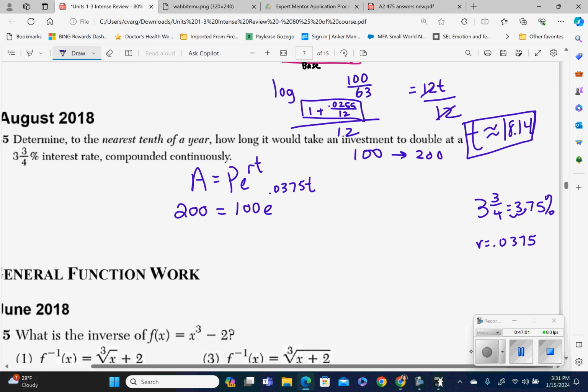Okay, all right. So now how do I get, actually, they don't even tell us that they want us to do it algebraically. So you could, again, y1, y2, but I'm just going to do this the longer way. For people who are like, can you show me how to do this? 200 divided by 100 is 2 equals e to the 0.0375t. How do I get rid of an e, right?